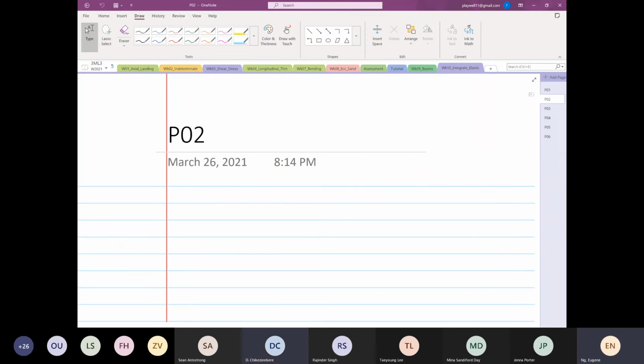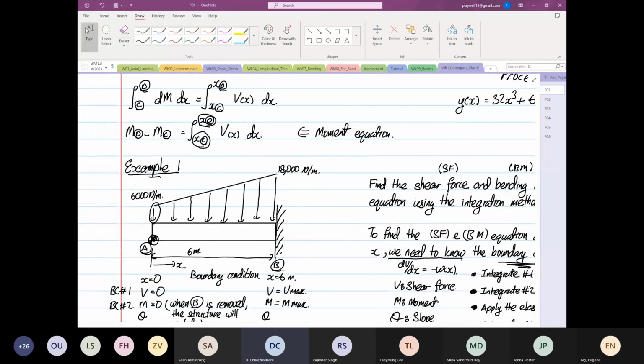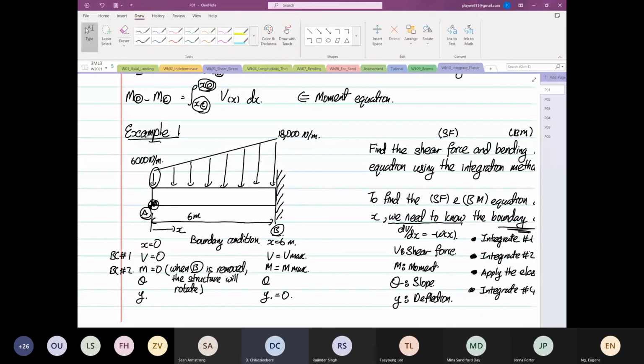Professor, could you go back to the diagram on the previous page? Sorry, why is y equal to 0 at x equal to 6? This is because it is built in, so it cannot move. What is y? Y is the deflection. Downward deflection. Even sideways, it also cannot move. Left and right also cannot move. So this is x, this is y.